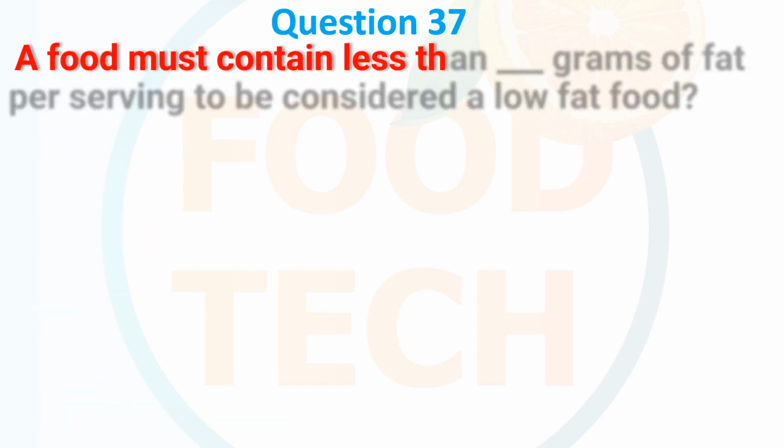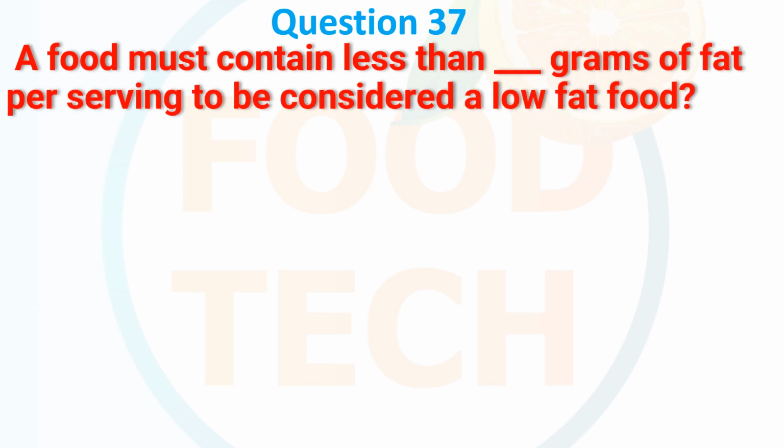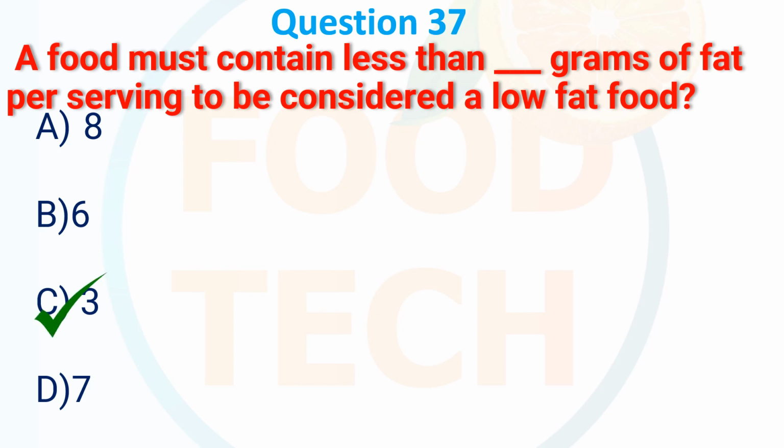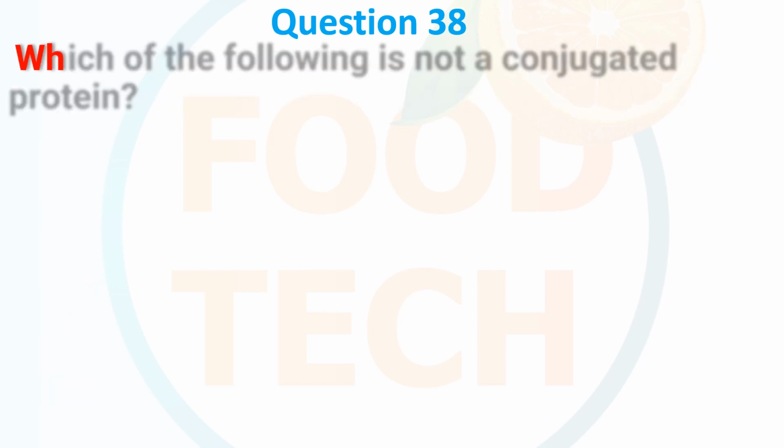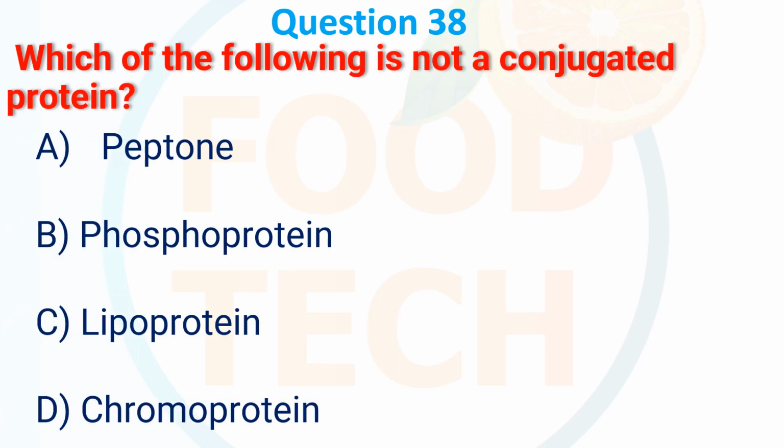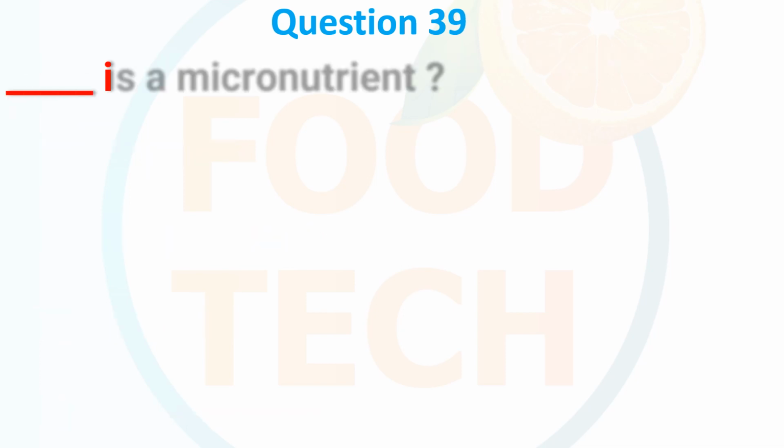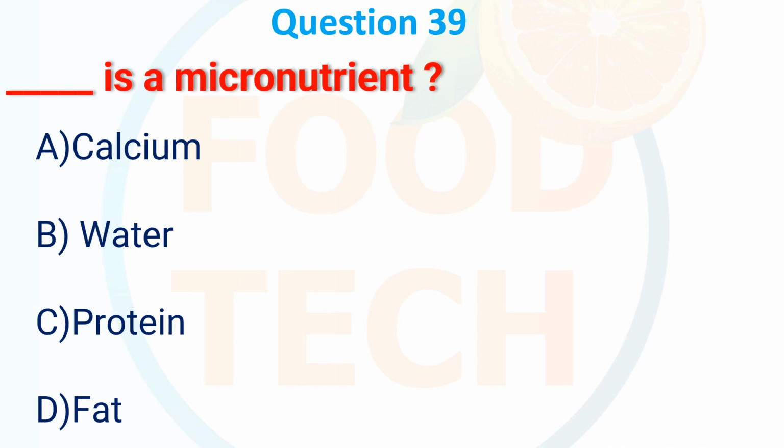The food must contain less than dash gram of fat per serving to be considered as a low fat food. A. 8, B. 6, C. 3, D. 7. The answer is C. 3. Which of the following is not a conjugate protein? A. Peptone, B. Phosphoprotein, C. Lipoprotein, D. Chromoprotein. The answer is A. Peptone. Dash is a micronutrient. A. Calcium, B. Water, C. Protein, D. Fat. The answer is A.